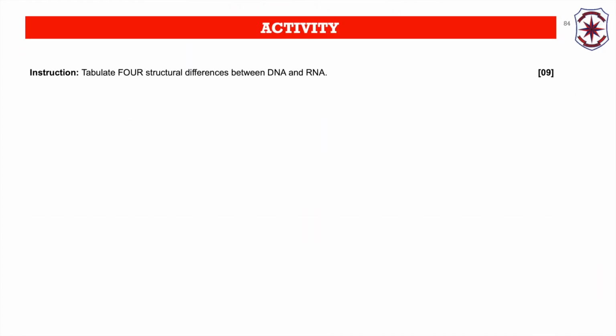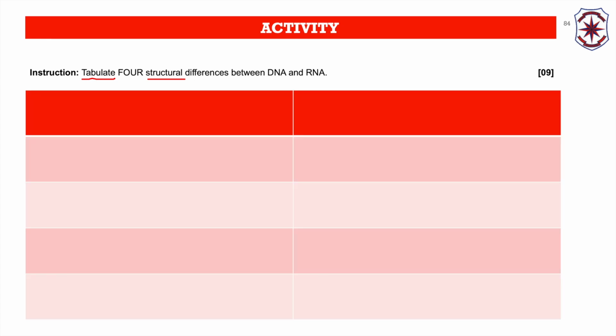Okay, the first of our activities: you are to tabulate 4 structural differences between DNA and RNA. 4 structural, guys, differences between DNA and RNA. Not where they are found, not anything else, but structural differences. So this is differences in its structure. The question also says tabulate. The word tabulate means put in a table. So let us check. So there is our table.